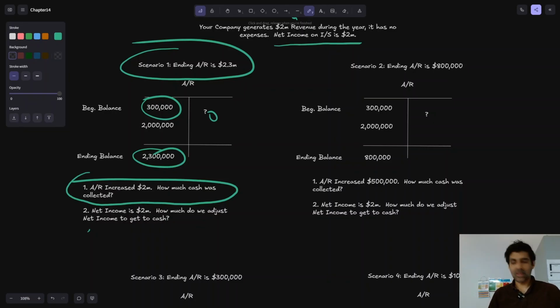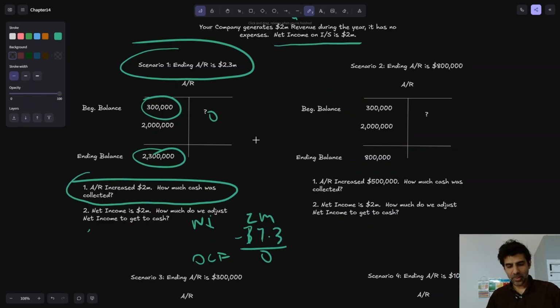What is the adjustment going to be? So we start off with net income, 2 million. How do I get to my operating cash flow? How much was my operating cash flow? We just said it. 0. So how should I adjust my net income?